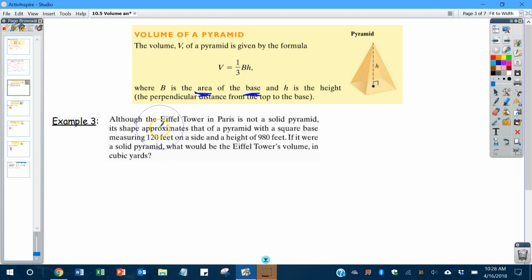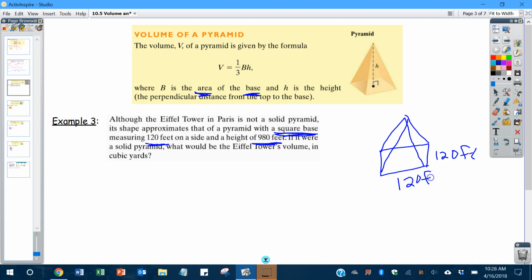So here's an example. We're going to look at the Eiffel Tower, and even though it's not a solid pyramid, we're going to just assume it's a pyramid so we can approximate the area. And it says it has a square base with 120 feet on a side and a height of 980 feet. So we've got some kind of a square base, and, I'm not very good at drawing pyramids, then you got a height of 980. So that means that this side is 120, this side is 120, and the other two are 120.